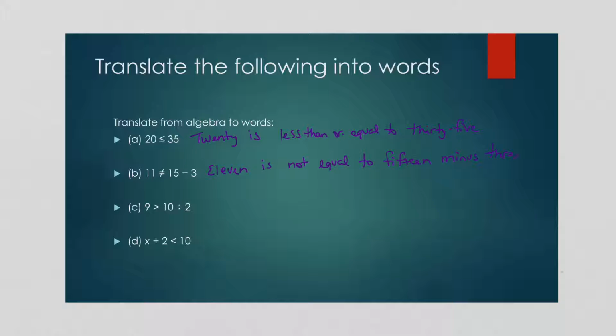minus 3. You could say the difference of 15 and 3 if you wanted to. I just usually write it exactly how I'm thinking it in my head. So in this case, in my head, I was thinking 15 minus 3. Okay, on part C, this says 9 is greater than 10 divided by 2. You could also say the quotient of 10 and 2 there. The last one says x plus 2 is less than 10.